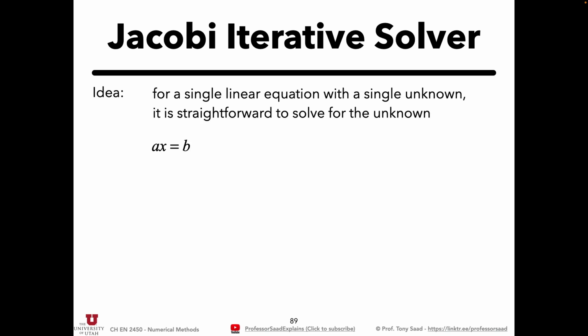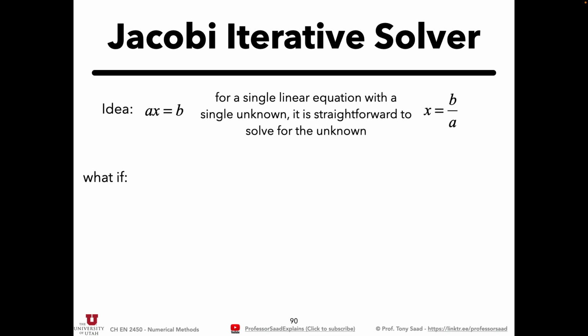With a single linear equation, you know that you can very easily and quickly solve for the unknown x, and you say x equals b over a. Okay? So you solve that one equation for that one unknown.